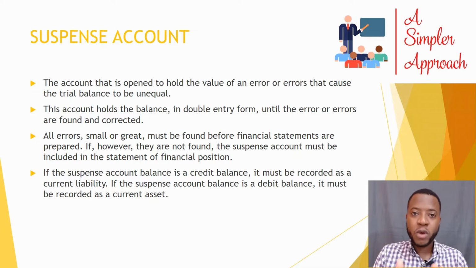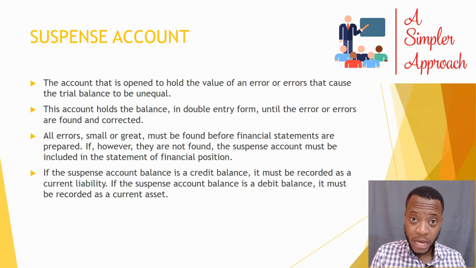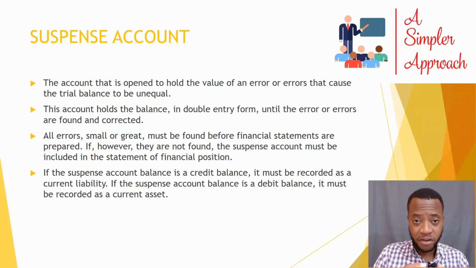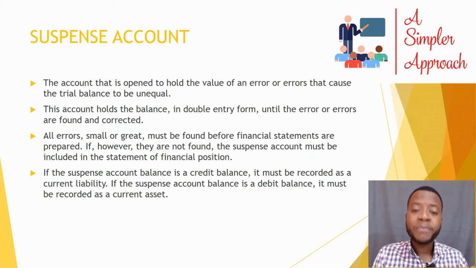Therefore, in that case, when we open the suspense account, we will put the value of the shortfall on the credit side. The flip side applies. If you're doing an example and the shortfall is on the debit side, then when you open the suspense account, you would put it on the debit side. What the suspense account does is hold the value of the error that is causing the trial balance not to balance until that error is found and corrected. That's the whole essence of the suspense account.